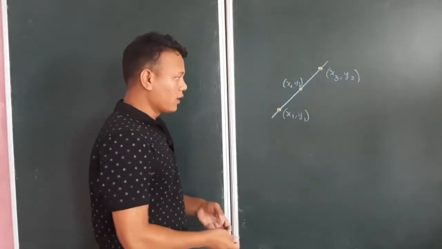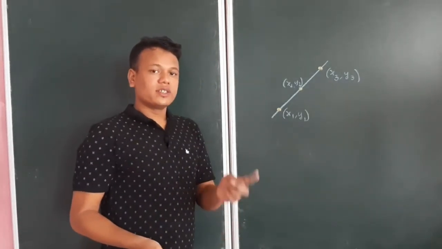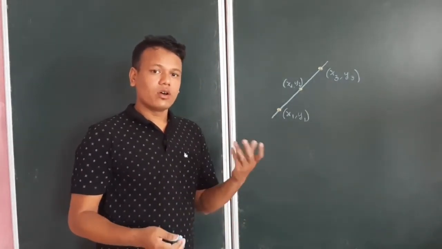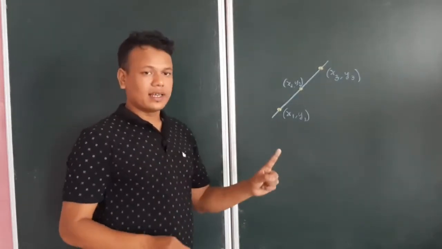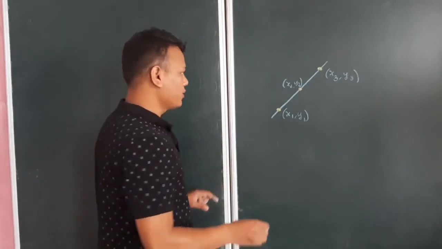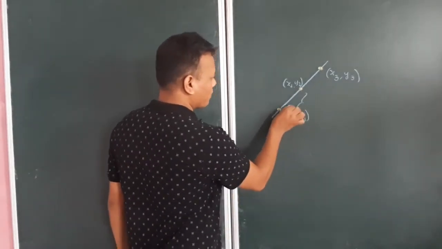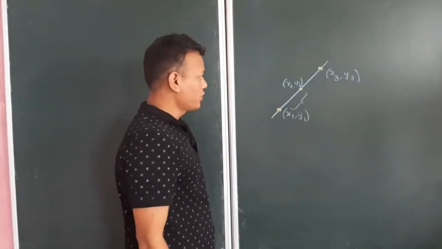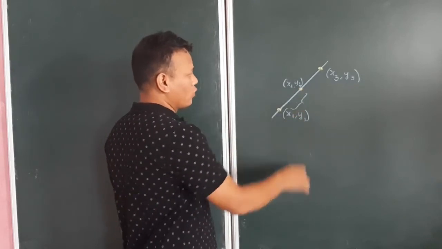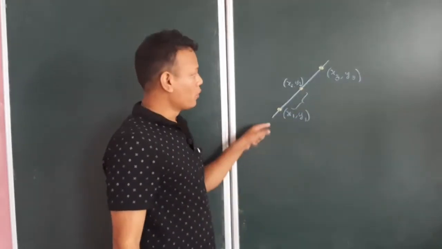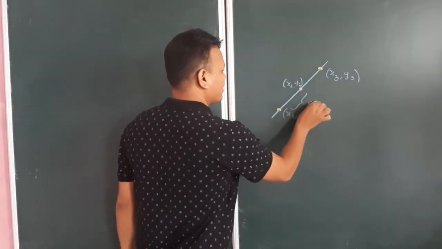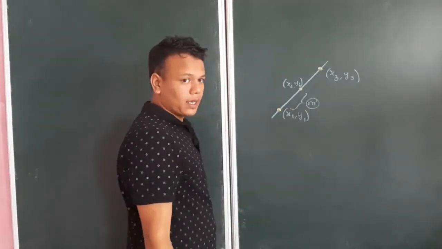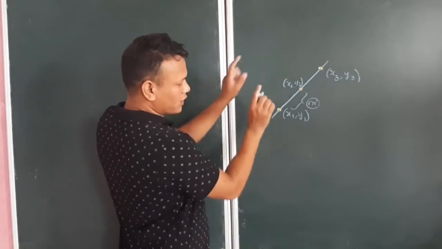Okay, and how many slopes does a straight line have? It will always have one slope. It won't have multiple slopes. So one straight line means only one slope. That means if I use these 2 points, that is x1 y1 and x2 y2, I'll be able to find the slope of this straight line. Suppose, for example, the slope is m here.